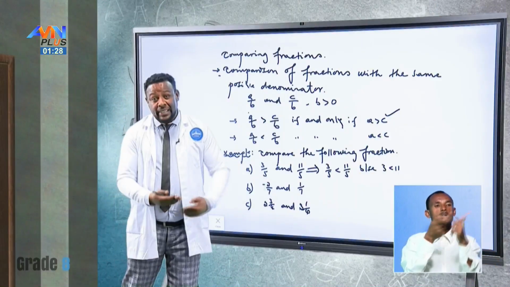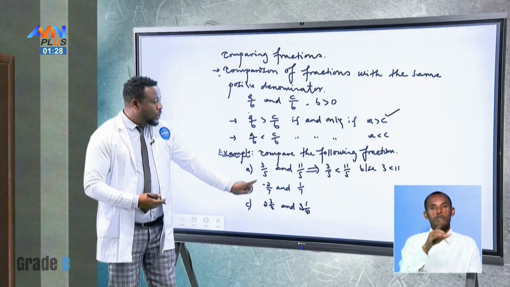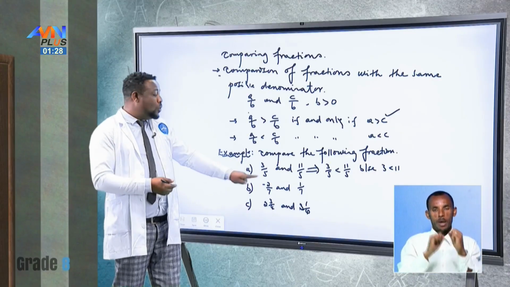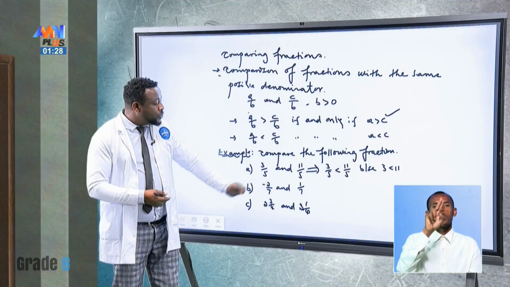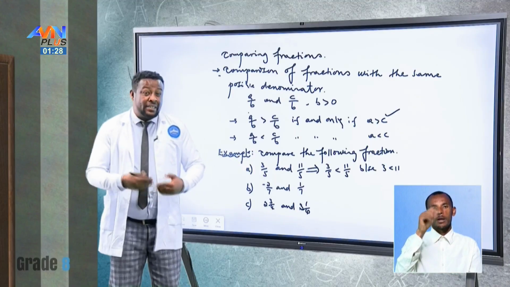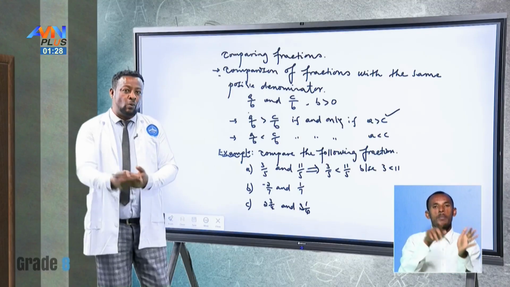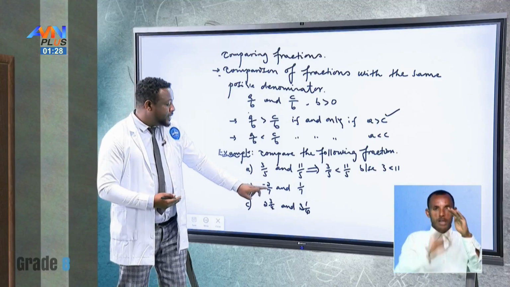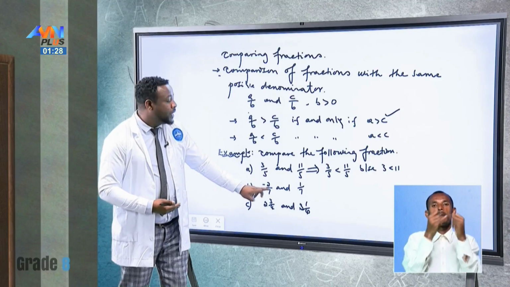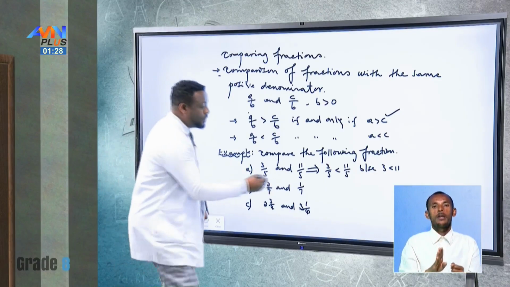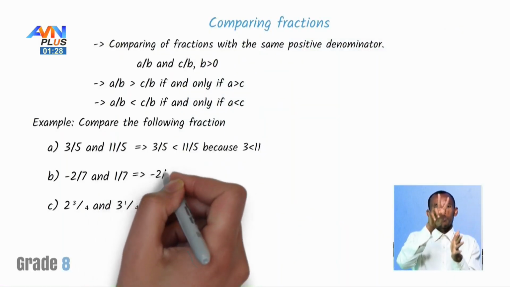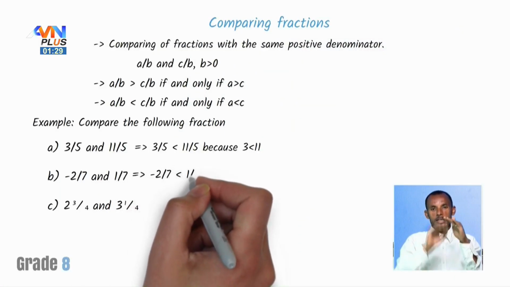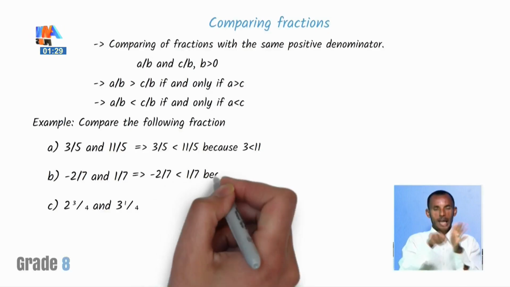When we come to the second fraction, they have the same denominator, so we compare the numbers on the numerator. Here the numerator is minus 2 and here 1. Since minus 2 is less than 1, definitely this fraction will be less than 1 over 7. So your answer will be minus 2 over 7 is less than 1 over 7 because minus 2 is less than 1.